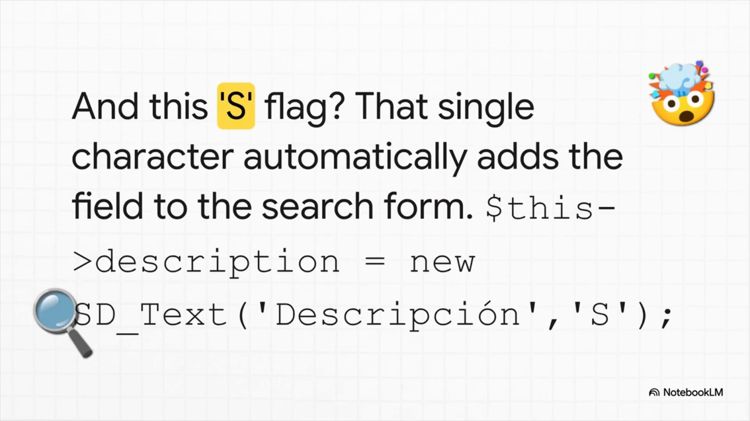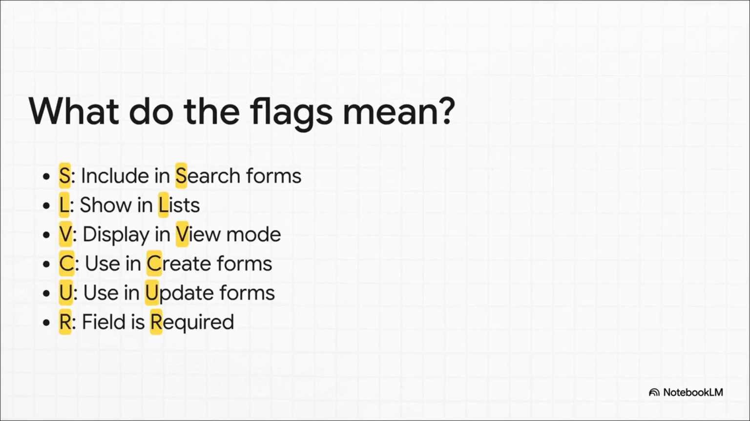But what about that little S at the end? This is where the metadata gets really, really cool. That S is a flag. It literally tells the framework, hey, make sure you include this field in all the search forms. And that's it. You're not writing HTML or building queries, you're just adding a single character. It's kind of amazing. And that S is just the tip of the iceberg.